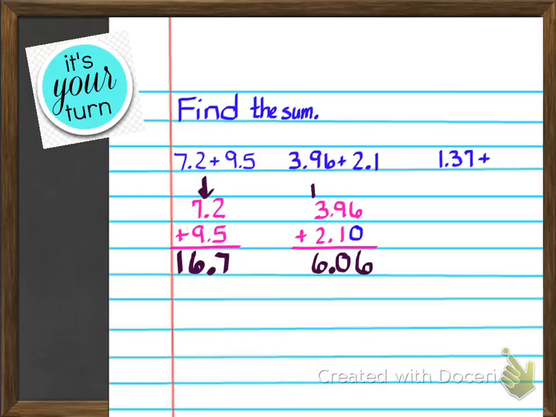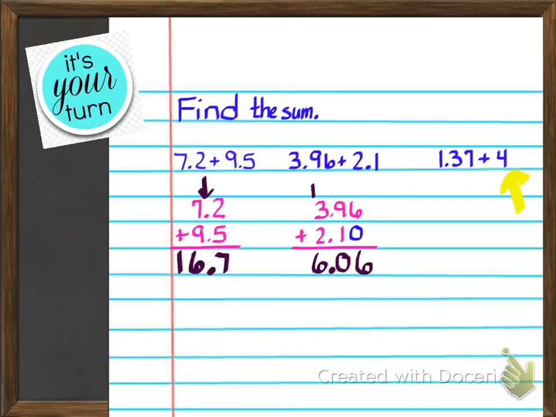All right, let's try another example. So on this one here, we have 1 and 3700ths plus 4. Go ahead and copy that down. Let me talk to you about this number 4 right over here. That 4 is a whole number.